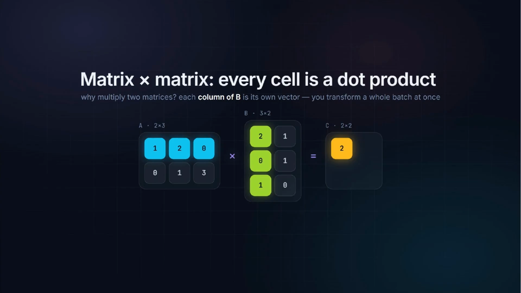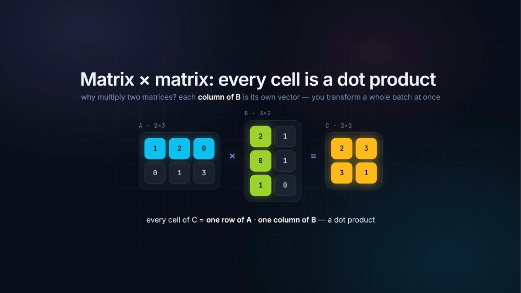Top left cell, row 1 of A, 1 2 0, dotted with column 1 of B, 2 0 1, equals 2. Row 1 with column 2 of B gives the top right cell, 3. Row 2 with column 1 gives the bottom left, 3. Row 2 with column 2, the bottom right, 1.